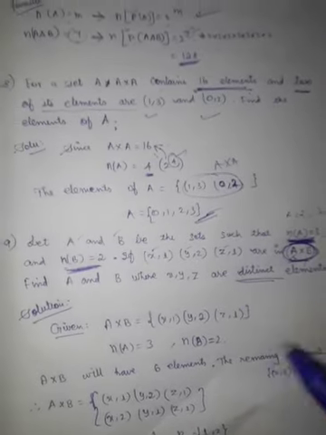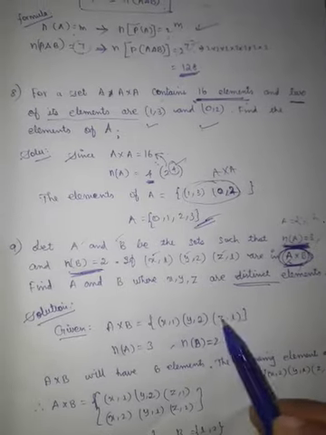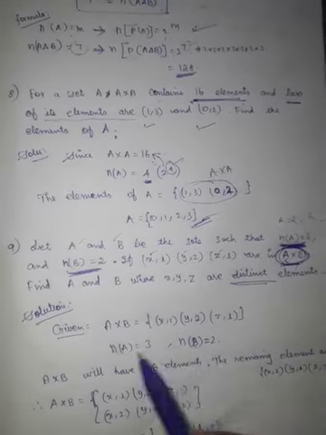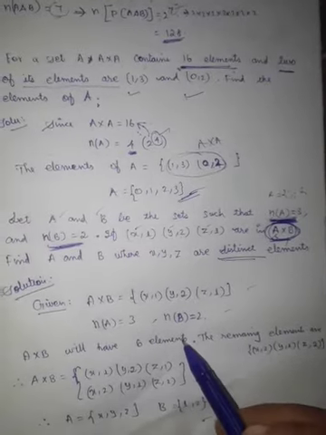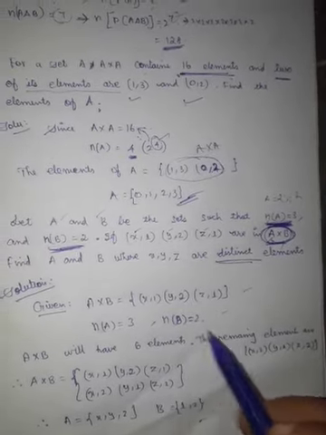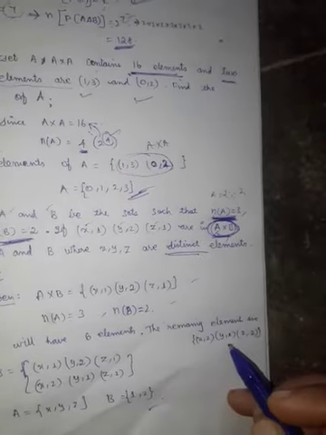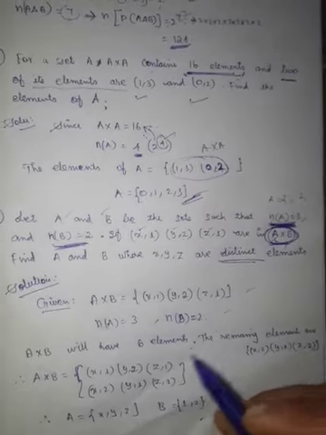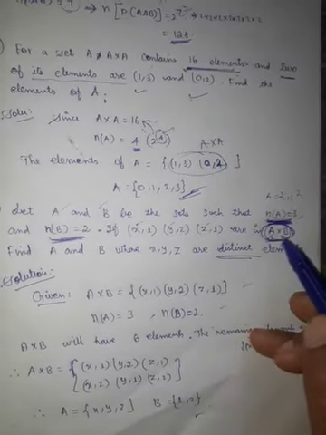So write easily. A cross B will have 6 elements. The remaining elements are (x,2), (y,1), (z,2), but we don't want these. So write directly because A cross B is here.